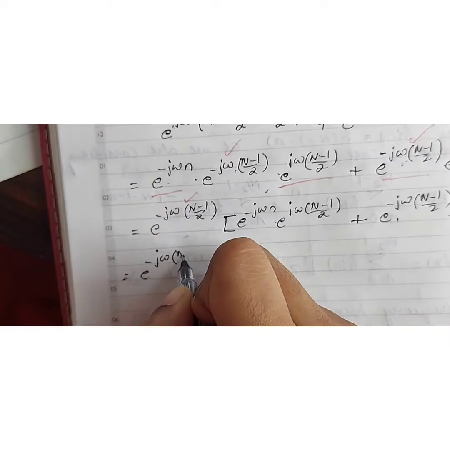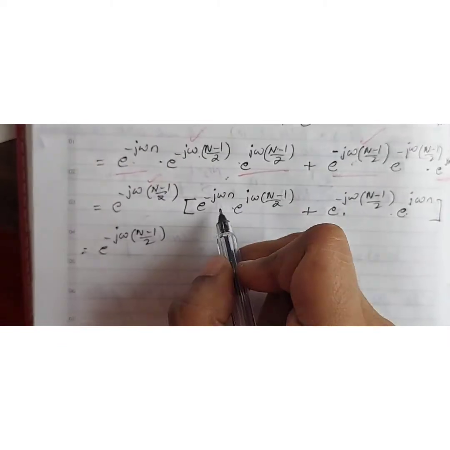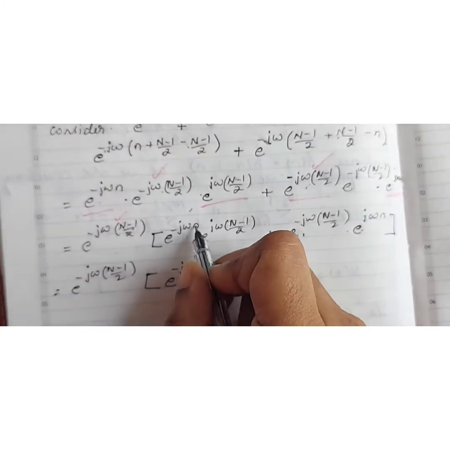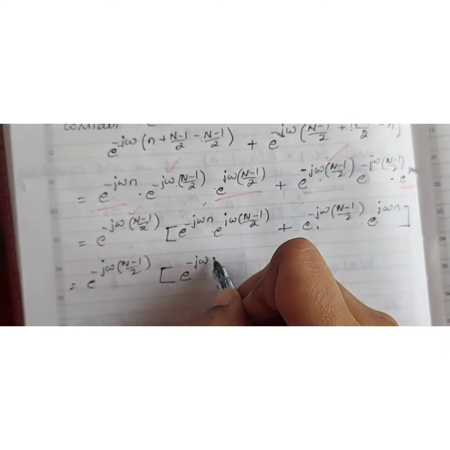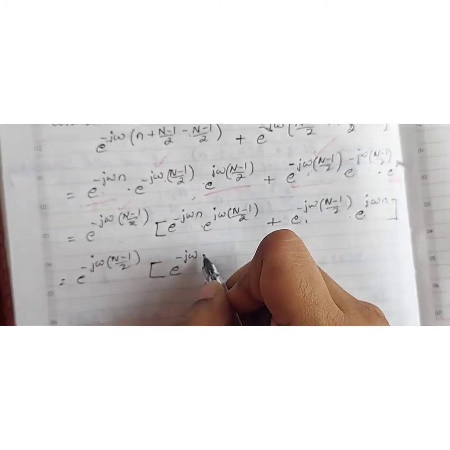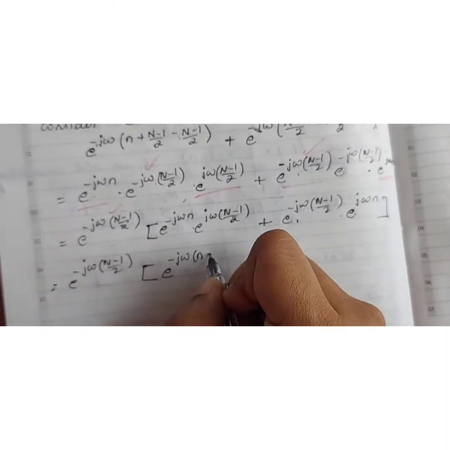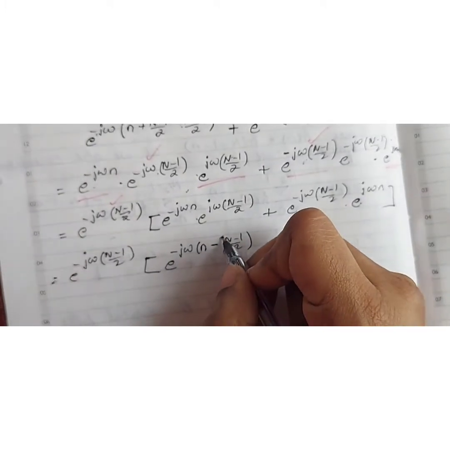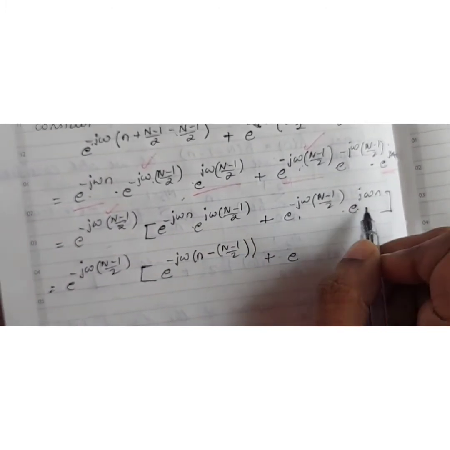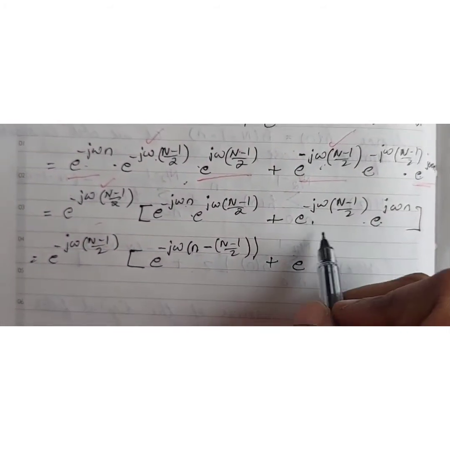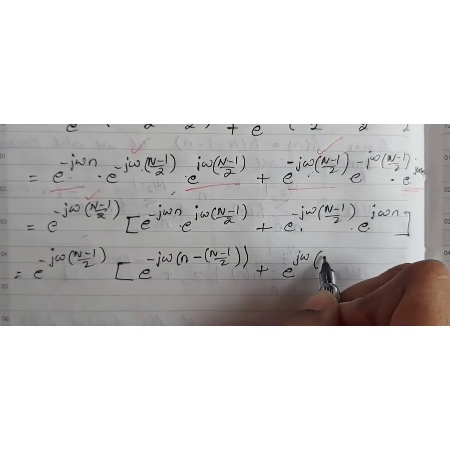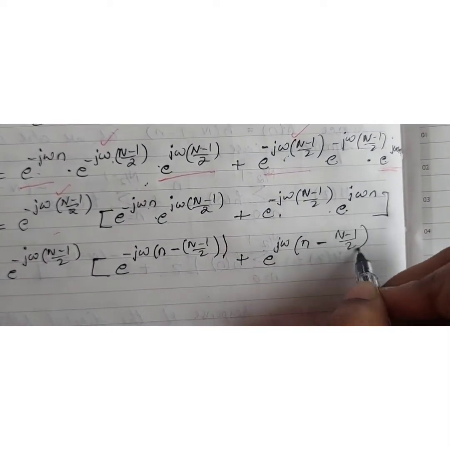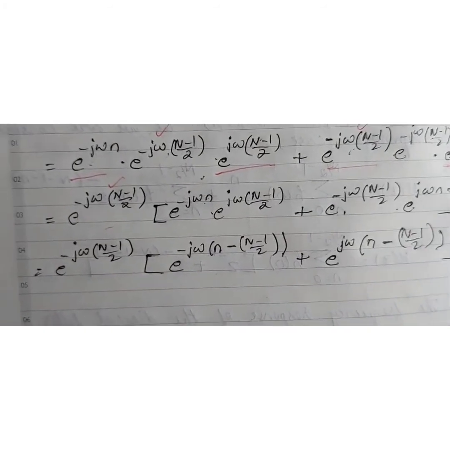e power minus j omega (N minus 1) by 2. What happens to this term? You remove minus j omega out because you want the n value. Always try to keep the small n value positive inside. So you have removed minus out, so this becomes e power minus j omega, n minus (N minus 1) by 2. Then plus e power, already the power of n is positive, so remove only e power j omega out, and n minus (N minus 1) by 2 is already there. This is the term you got, and this is how you got it.